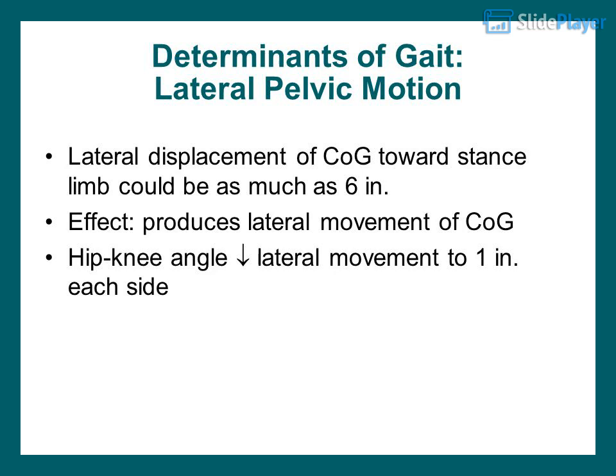Determinants of gait. Lateral pelvic motion. Lateral displacement of COG towards the stance limb could be as much as 6 inches. Effect. Produces lateral movement of COG. Hip-knee angle reduces lateral movement to 1 inch each side.